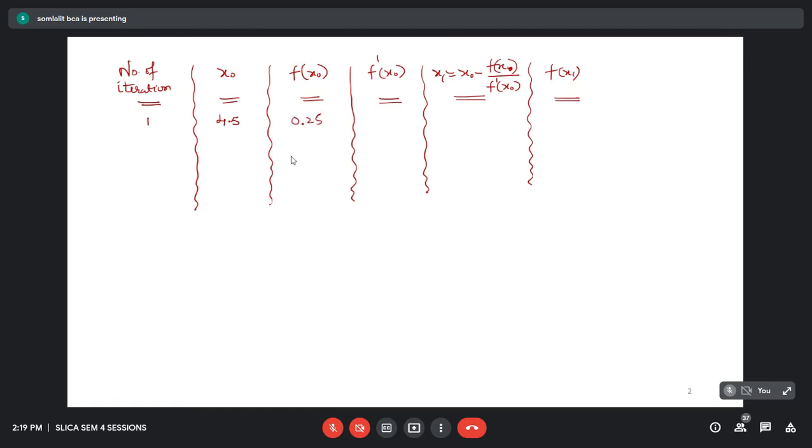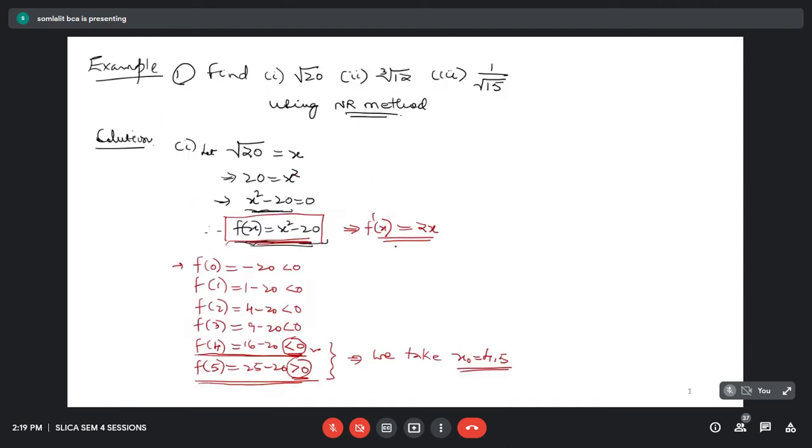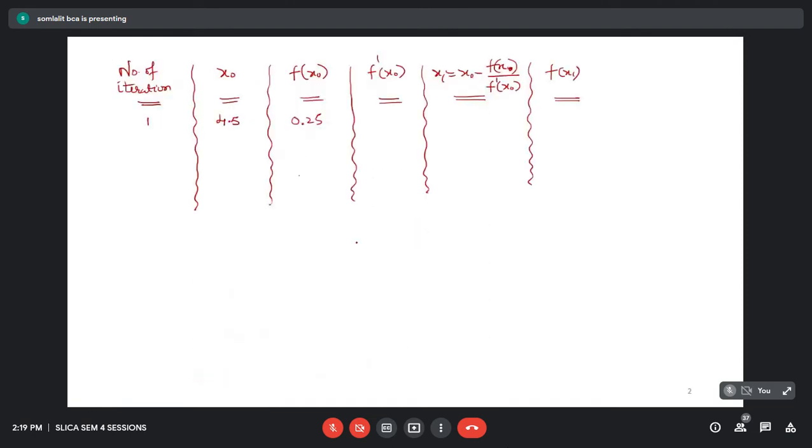Okay. Now what is f dash x? f dash x is nothing but what? 2x. f dash x is 2x here. So 4.5 into 2. So what we'll get? You'll get how much? 4.5 into 2, which is just 9. Is it? Yes or no? Please reply to me.